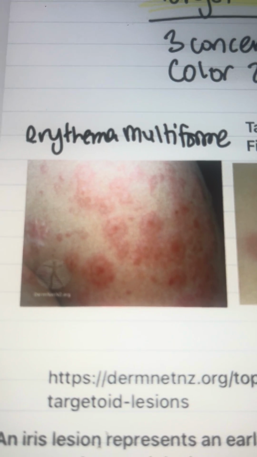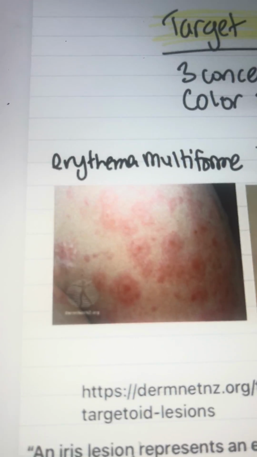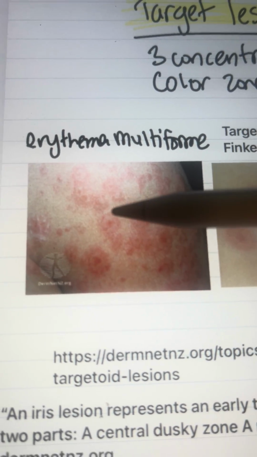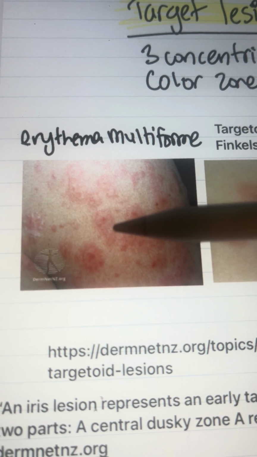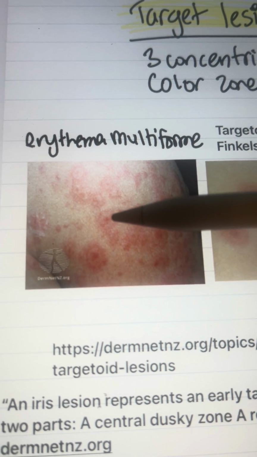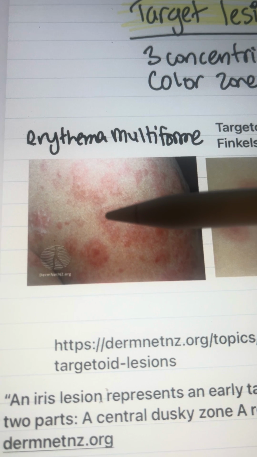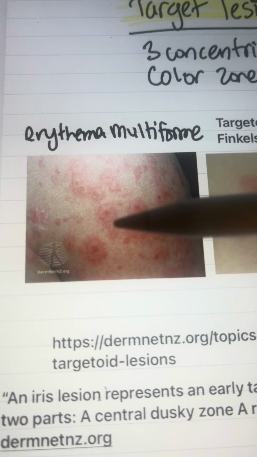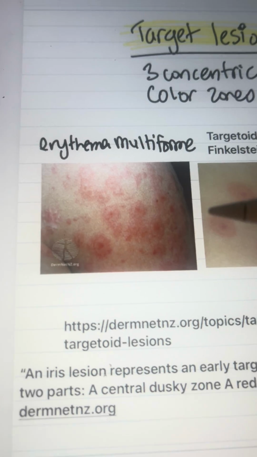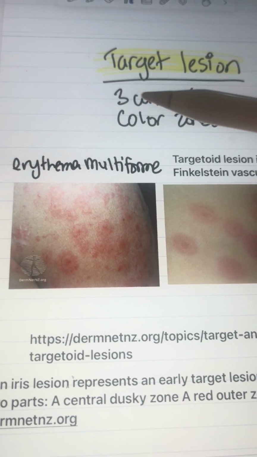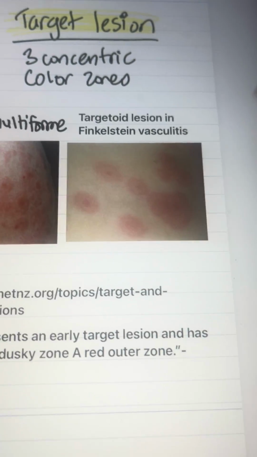You can see the outer rings on any one of them if you look, and let me show you real quick here. So you see that outer ring that's kind of darker red, and then the next ring is kind of lighter, and then in the very middle there is that dark red. So that would be considered a targetoid lesion, and it's got those 3 concentric color zones.